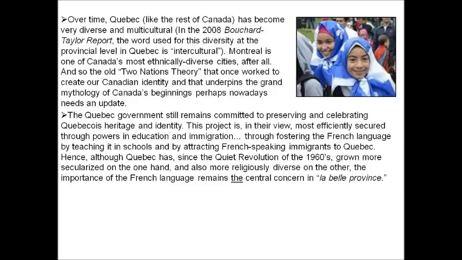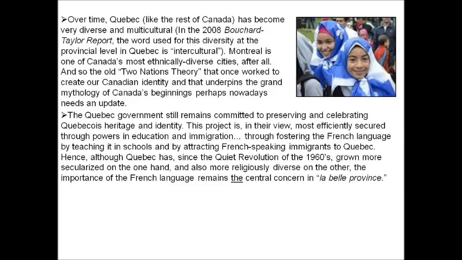Montreal is one of Canada's most ethnically diverse cities, after all. And so the old two nations theory, right, the two nations being France and England, that once worked to create our Canadian identity and that underpins the grand mythology of Canada's beginnings, perhaps nowadays needs an update.